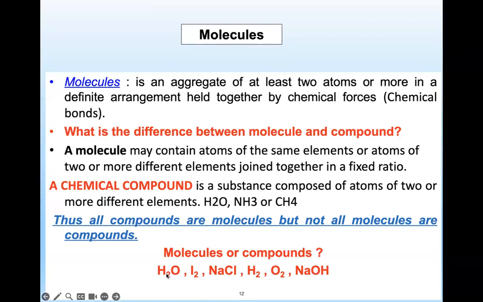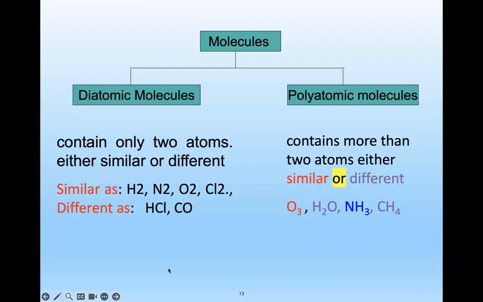Why? Because a compound must have at least 2 different substances. So a compound is a substance composed of 2 or more atoms of different elements, right? So now you know the difference between both. Look here at the difference between both. Then you can get the conclusion, right?